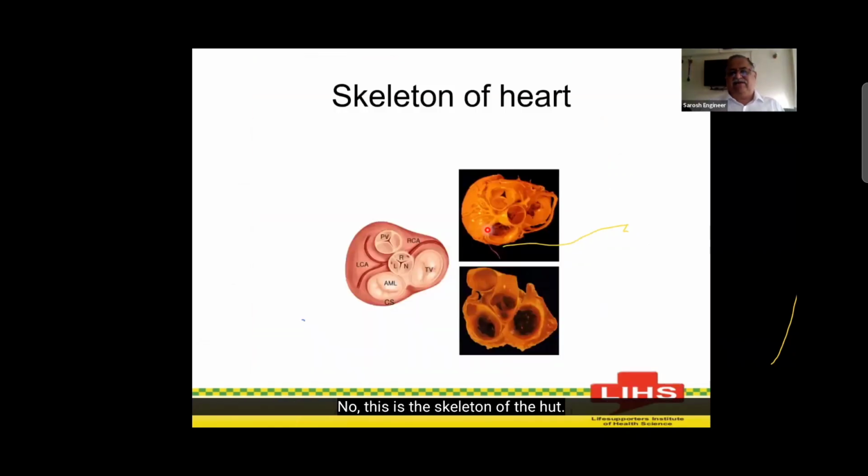Now, this is the skeleton of the heart. What you can't see, you can't understand. So forget about it. Let's now draw things and talk.